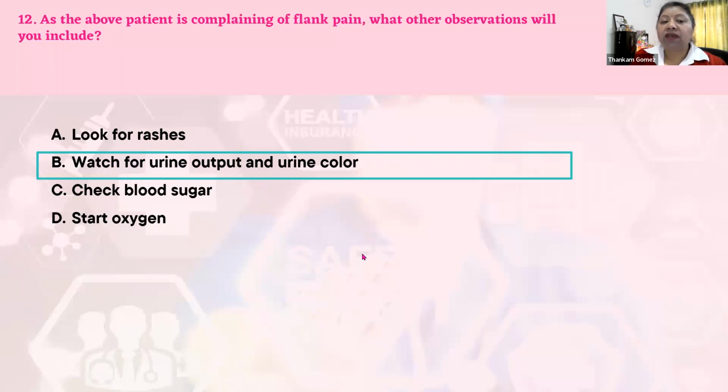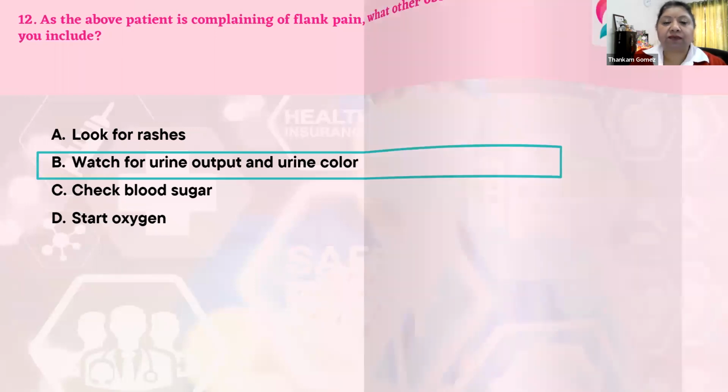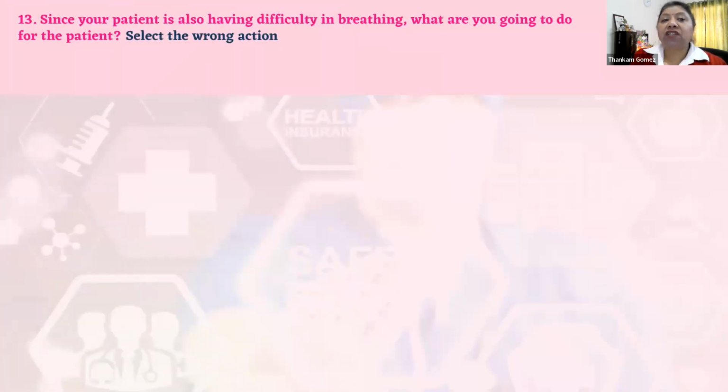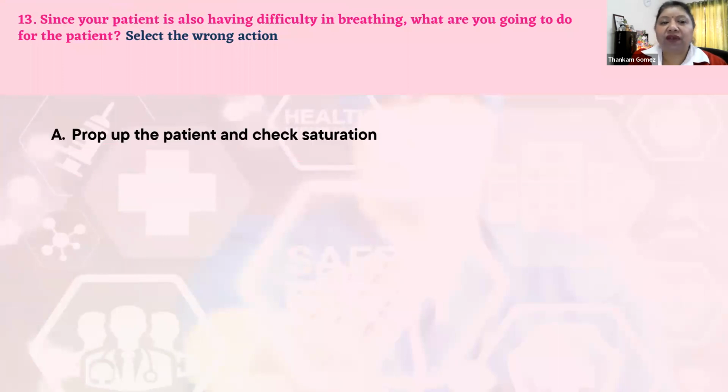urine color. When patient is complaining of breathlessness, so obviously you'll start oxygen to prop up, you will do all that stuff that is required to be done. Since your patient is also having difficulty in breathing, ouch, I gave some answer away, I guess. What are you going to do for this patient? He's also complaining of breathing difficulty.